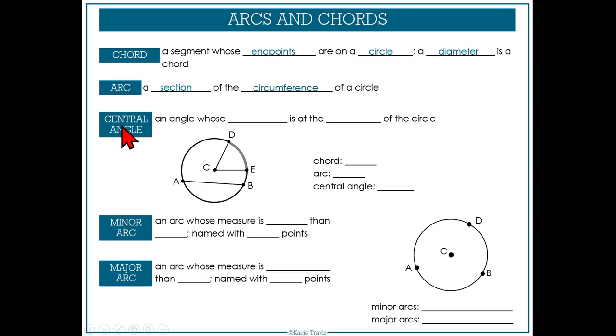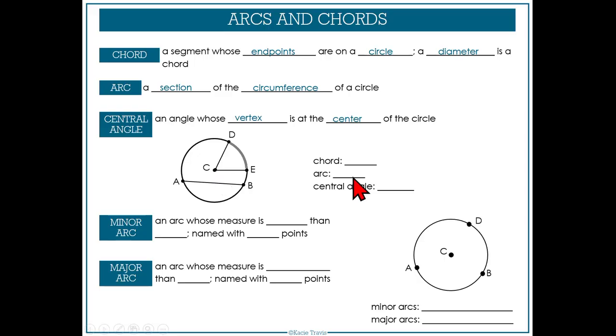Finally, we got the central angle here. A central angle, just like it says, is an angle whose vertex is on the center of a circle. So, any angle that has its vertex, aka the middle letter, that part where both of the sides meet, on the center, that makes it a central angle.